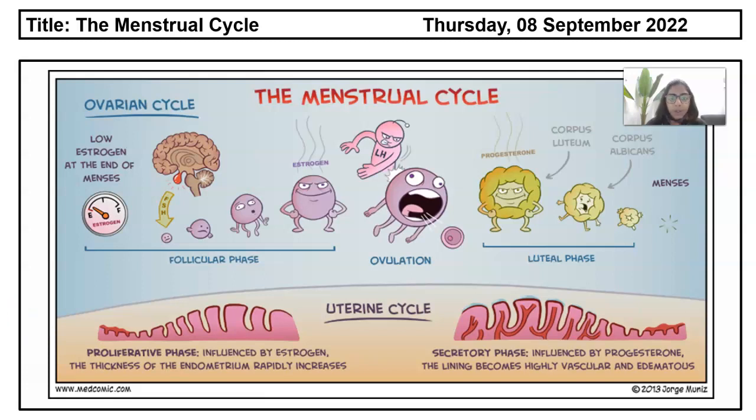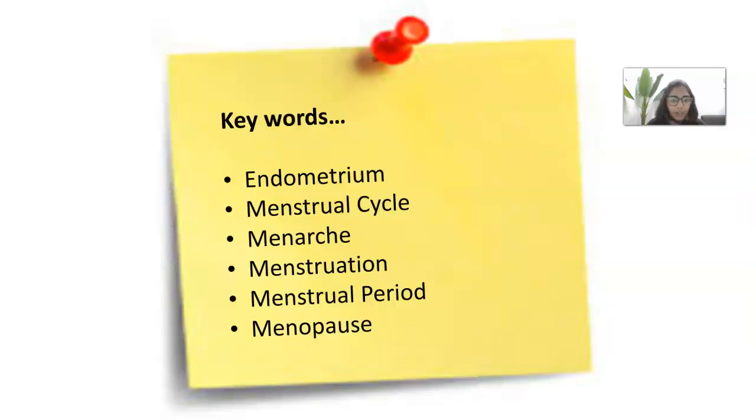In this lesson, we're going to be looking at the menstrual cycle. This lesson will refer to the ovarian cycle from the previous lesson, so please make sure that you have a good understanding of that before watching this. These are the words associated with today's lesson. Please make sure that you are aware of the previous keywords as they will be used and assumed knowledge.